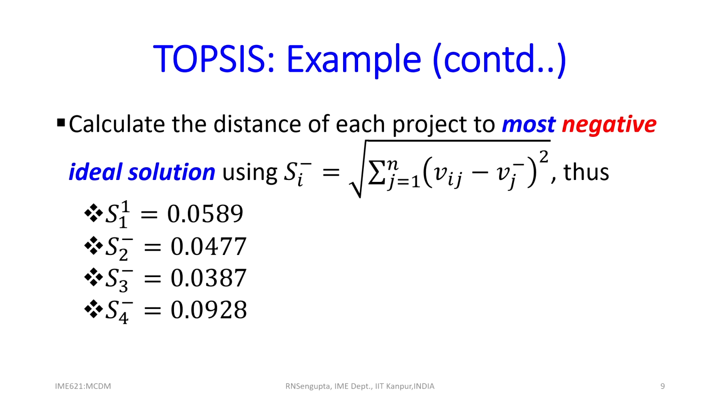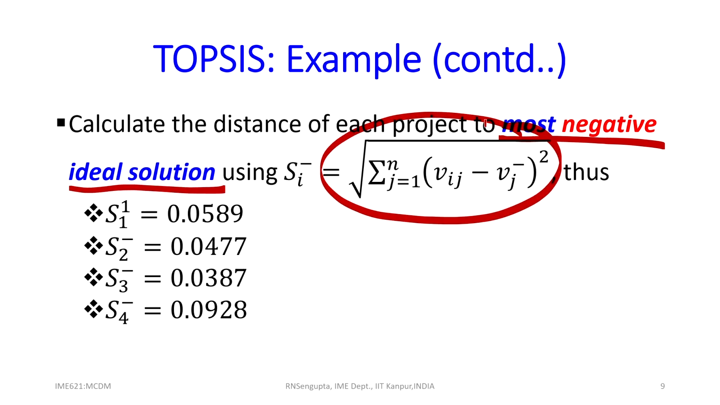Similarly, coming back, we find out the most negative ideal solution, and again the distance measure is based on the L2 norm, the simple case. S1 minus, S2 minus, S3 minus, S4 minus, which are the most negative solutions, are given here as calculated. So, I have the most positive and the most negative.